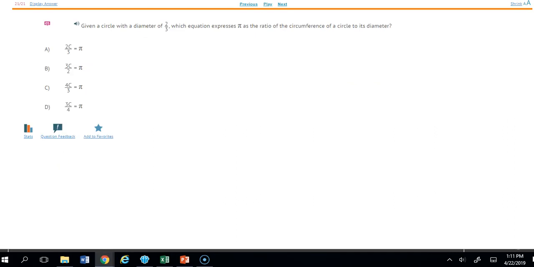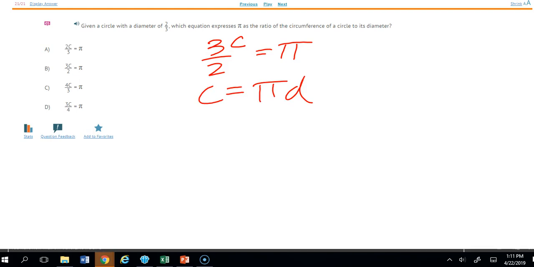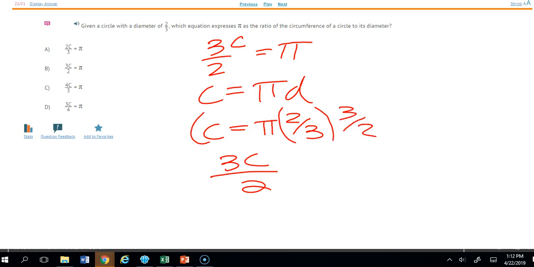The next one says, given a circle with a diameter of 2/3, which equation expresses pi as a ratio of the circumference of the circle to its diameter? So first of all, the circumference equals pi times the diameter. So c is equal to pi times 2/3. So if we multiply both sides by 3 over 2, basically we can multiply by its reciprocal, that would be 3/2 and this would be 3/2. So that would be 3c over 2 equals pi. And that's what we're looking for, this right here.